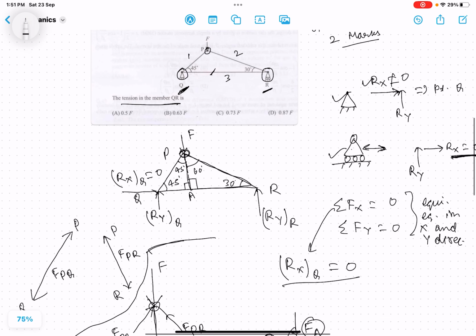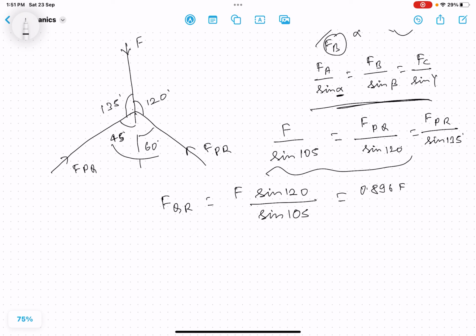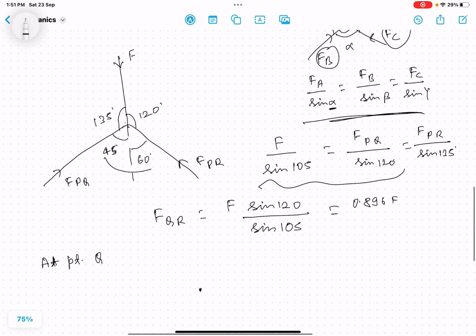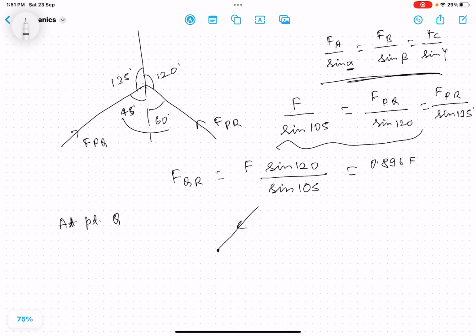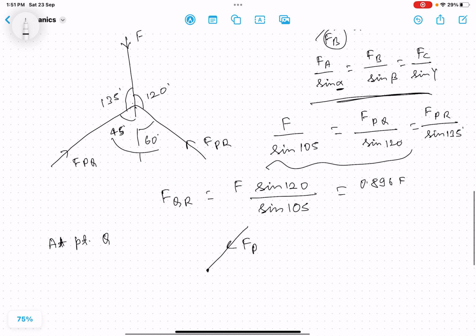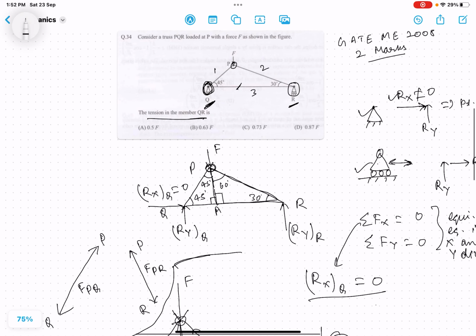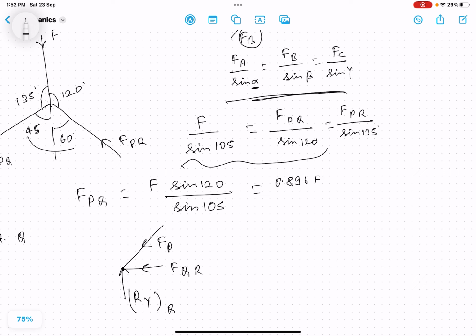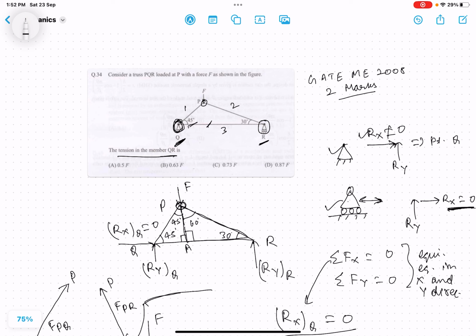Then again we will move to point Q, this point. At point Q, this is F of PQ, and here we will get F of QR, and this angle here is given as 45 degrees, as you can see from here, 45 degrees.